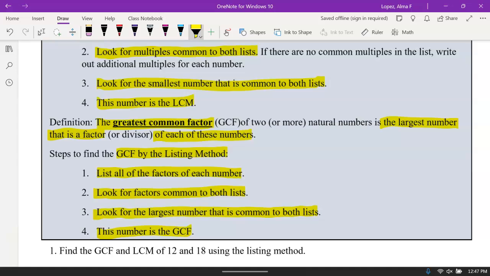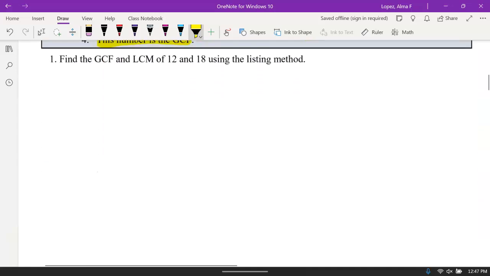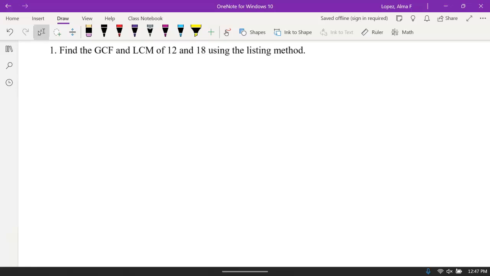And again, it's always easier to show you what it looks like. So we're going to go ahead and get started. I'm going to start by looking for the greatest common factor since it's listed first. To find the greatest common factor of 12 and 18, I'm going to start off by looking at the factors of 12 and 18.